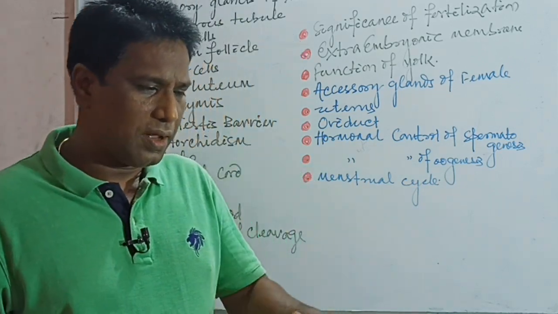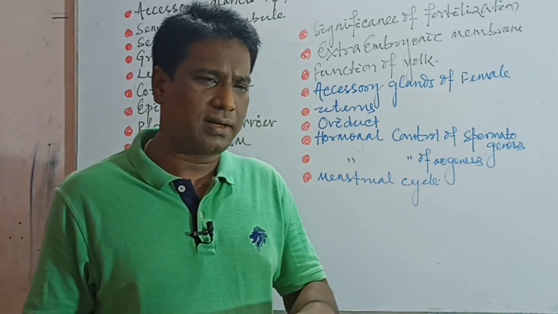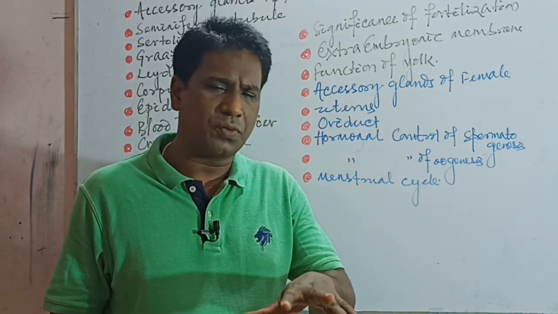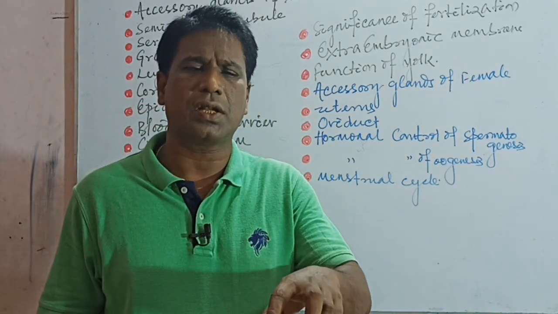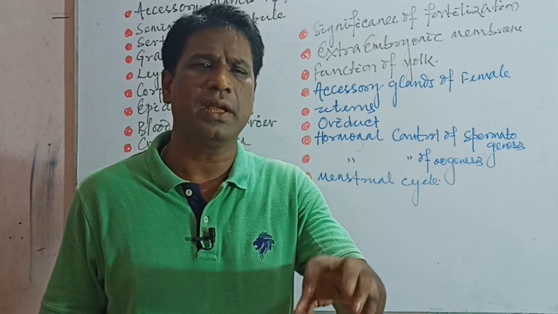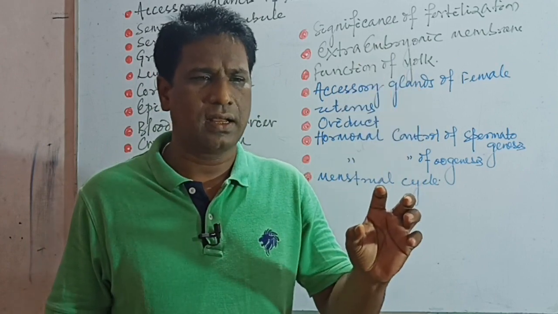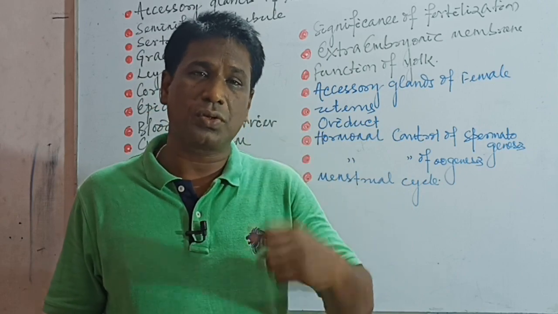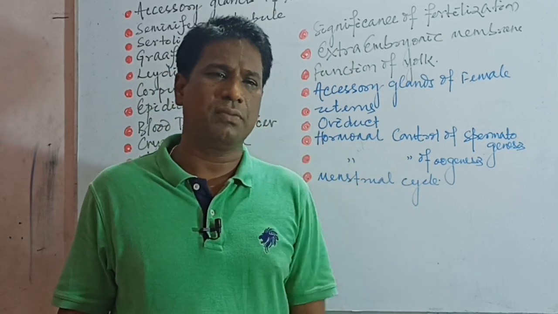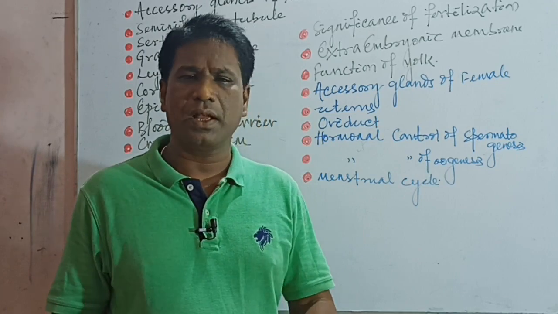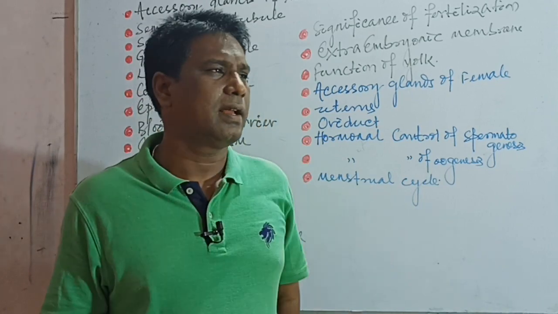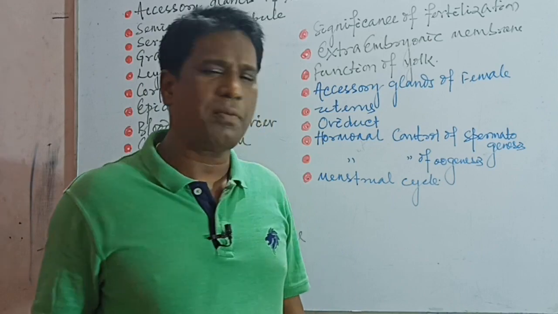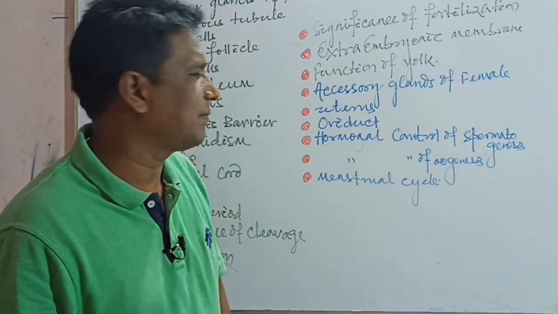The infundibulum is the wider part, and it is projected with numerous finger-like projections called fimbriae, which pick up the egg and enter into the fallopian tube through the ostium. The inner wall is made of ciliated epithelium, which sweeps the egg towards the ampulla for the process of fertilization.